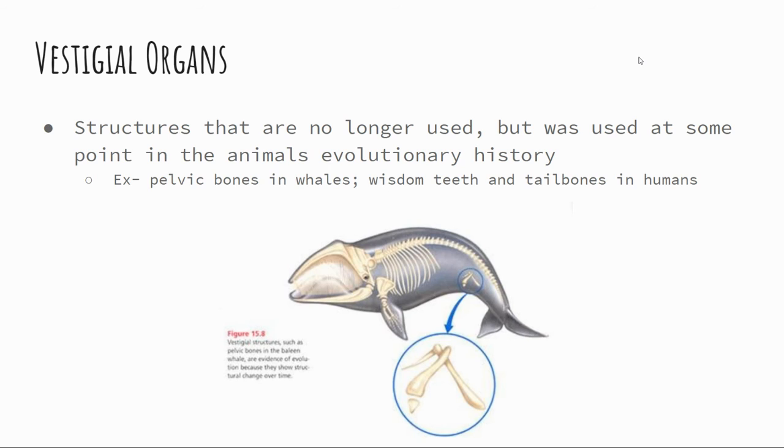Another example, wisdom teeth and tailbones in humans. The wisdom teeth are slowly starting to evolve their way out of humans. You're seeing less and less individuals with wisdom teeth. Some of you probably had some wisdom teeth. Some of you probably have not had wisdom teeth and won't have wisdom teeth.